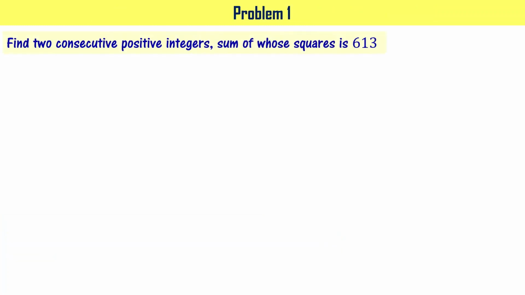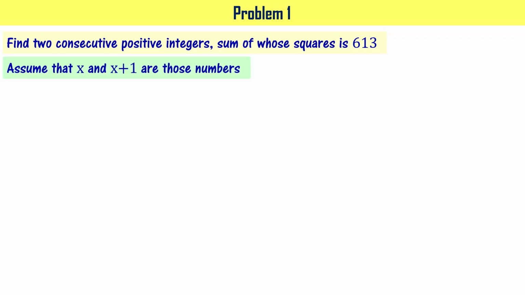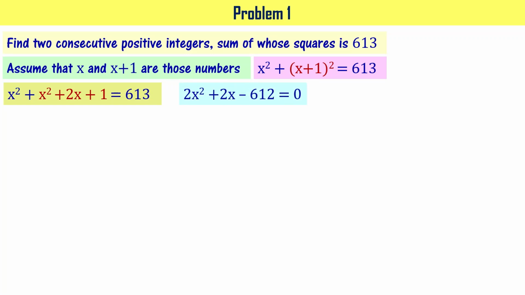Let us solve few exercise problems now. Problem 1. Find two consecutive positive integers, sum of whose squares is 613. Let's assume that x and x plus 1 are those numbers. Since sum of their squares is 613, it can be written as x square plus x plus 1 whole square equal to 613, right?